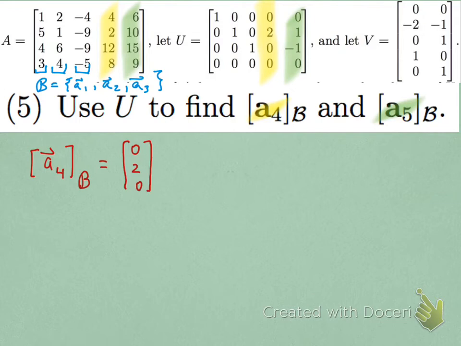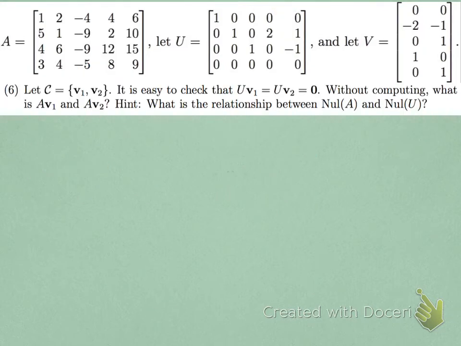We're going to look at the fifth column of U and see that it's 0 times the first column of U plus 1 times the second column of U plus minus 1 times the third column of U. So that tells us that a5 in B coordinates is 0, 1, minus 1. Now let's look at the set C, which is made up of the columns of the matrix V.